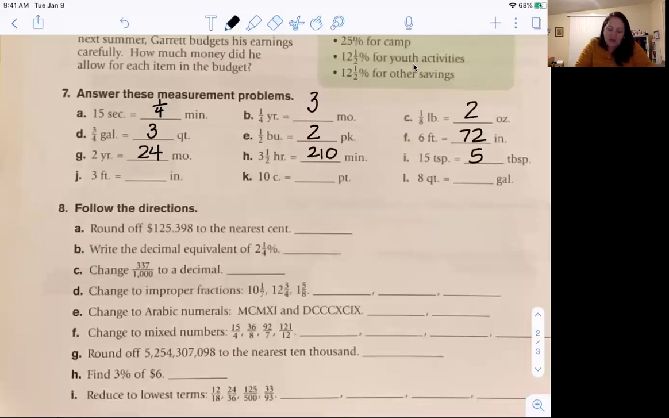And letter J, 3 feet is how many inches? Let's talk this one through. How many inches are in a foot? 12. And if you have 3 of those, 12 times 3 is 36.